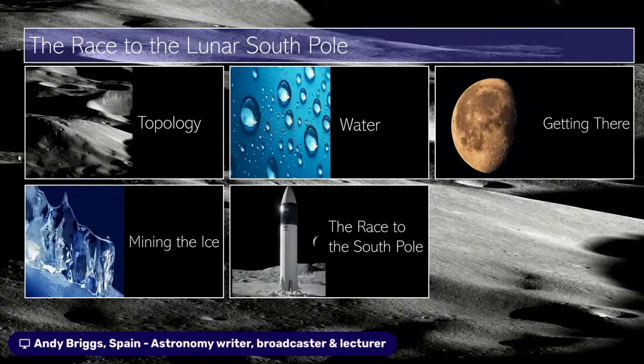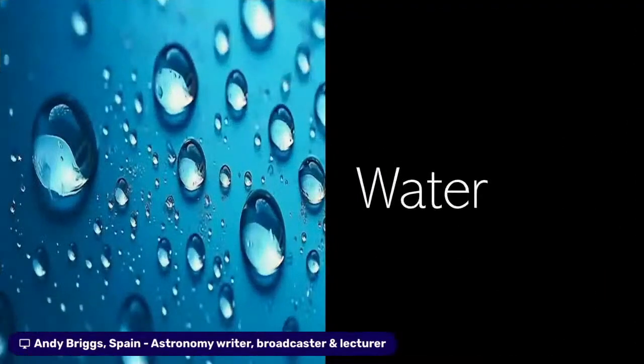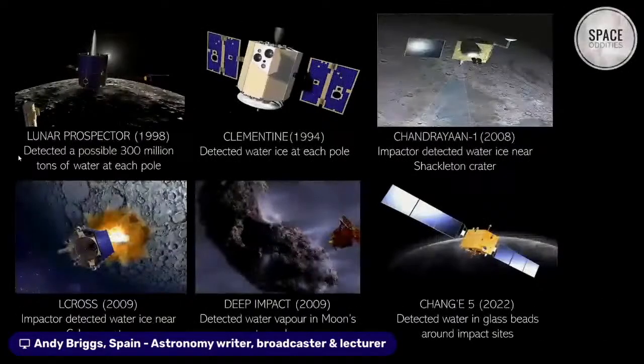And this brings us to the topic of, believe it or not, water, because a lot of water has been discovered, not just at the south pole, but at the north pole of the moon as well. Now, these are just some of the spacecraft that have detected it. Lunar Prospector, I think, was the first in 1998, and it detected a possible 300 million tons of water at each pole, so 600 million in total. Then we got Clementine in 1994, which detected water at both poles.